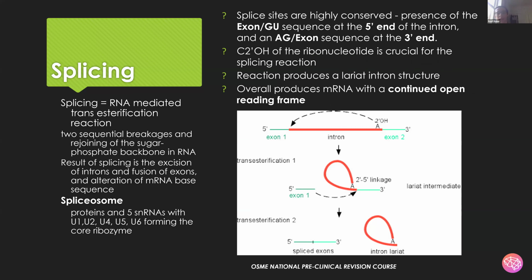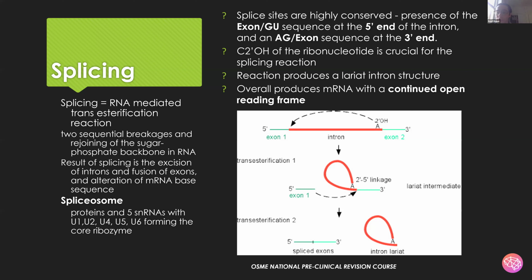Now, as we know, our pre-mRNA is a mixture of untranslated regions, our exons, and our introns. And so what we want to get is a continuous open reading frame. And so splicing is an RNA-mediated transesterification reaction, where for each intron that's removed, there are 2 sequential breakages and rejoinings of the sugar phosphate backbone. And so this results in excision of introns, fusion of exons, and this also alters the mRNA length because, again, we're removing nucleotides and it can cause a change in frame if it's not a multiple of 3.